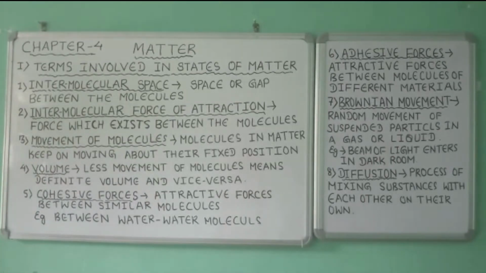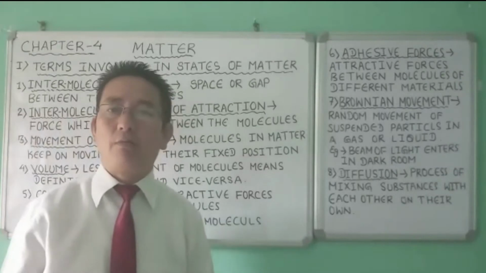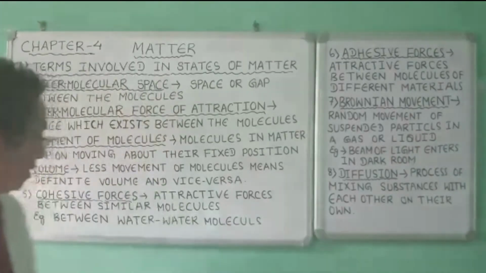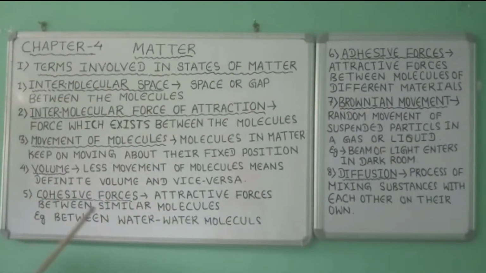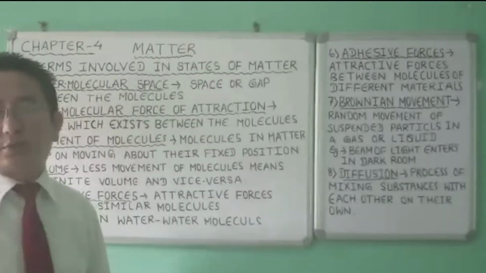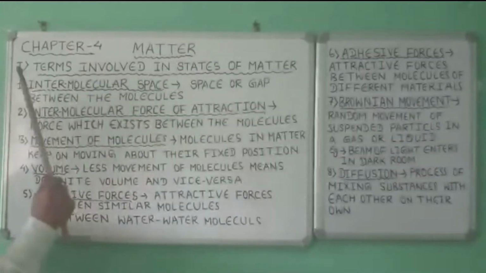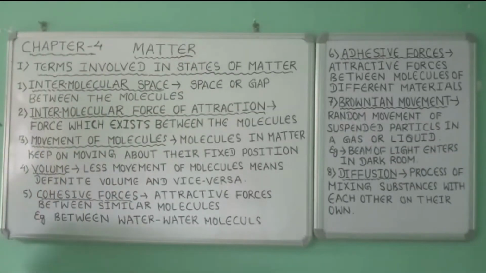Now next, volume. Volume is the space occupied by a body. Now here, volume: less movement of molecules means definite volume and vice versa. You know, in solids molecules cannot move. That is why solids have definite shape. Less movement of molecules means definite volume and vice versa.